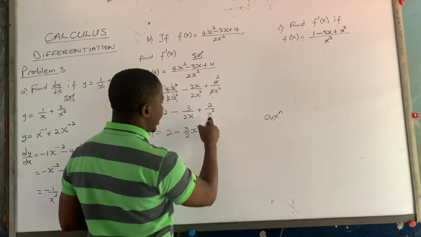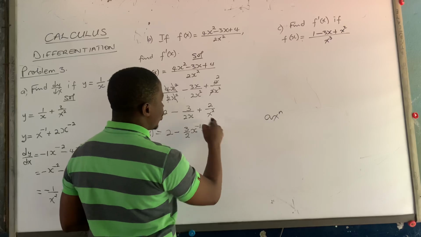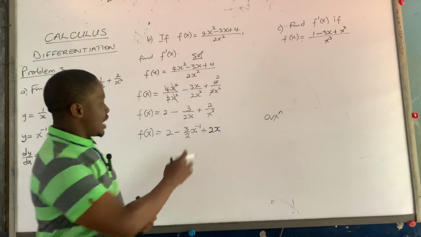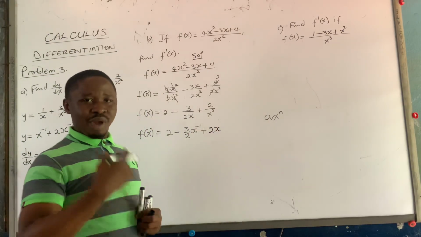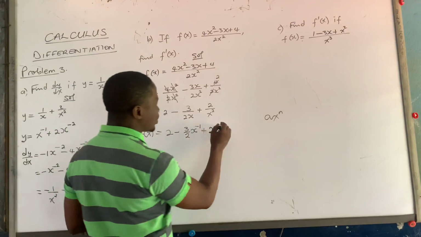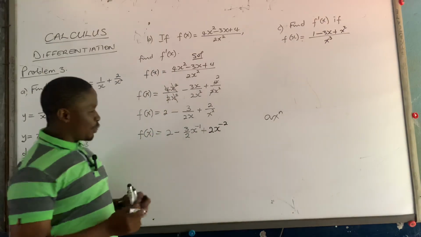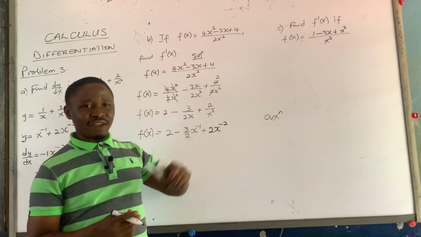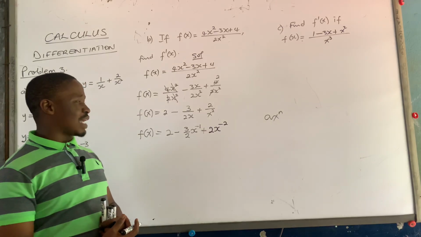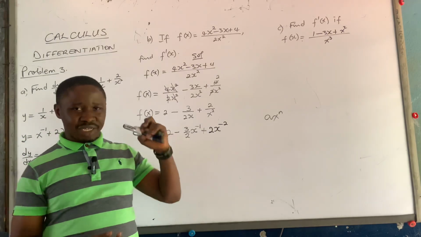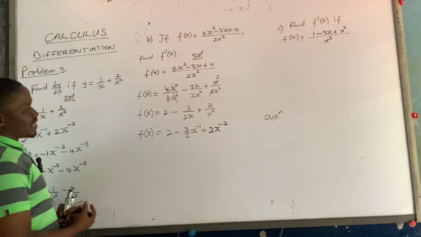2, x goes up with the sign of the power changing. Here the power is positive. When it changes, it becomes minus 2. So we can see that we've satisfied the condition that we don't want to see x as a denominator. So now we can differentiate.